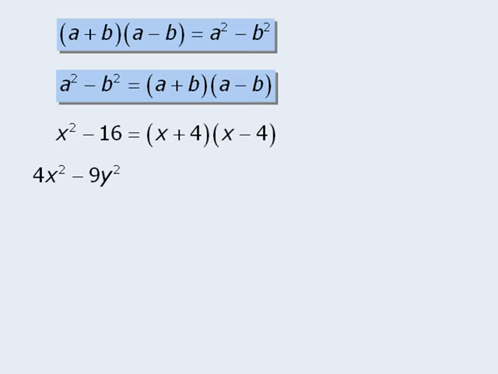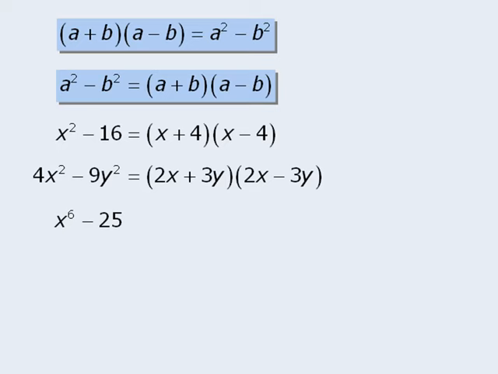Similarly, this is a difference of squares since 4x squared is equal to 2x all squared, and 9y squared is equal to 3y all squared. So we can factor this expression to be 2x plus 3y times 2x minus 3y. Here's another difference of squares.